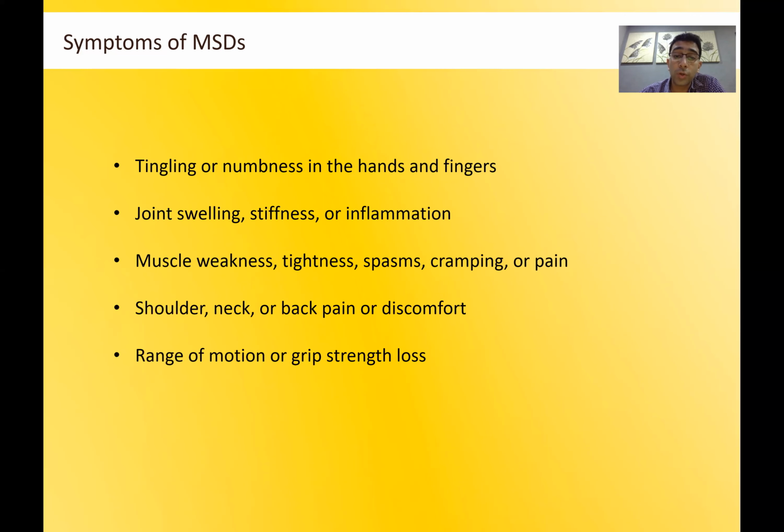You may have a loss of range of motion or grip strength. So you may have a restricted range of motion of the shoulder or of the elbow joint, and you may have a little bit of a strength loss in the grip. You may also have shooting or stabbing pains through the arms or the legs.